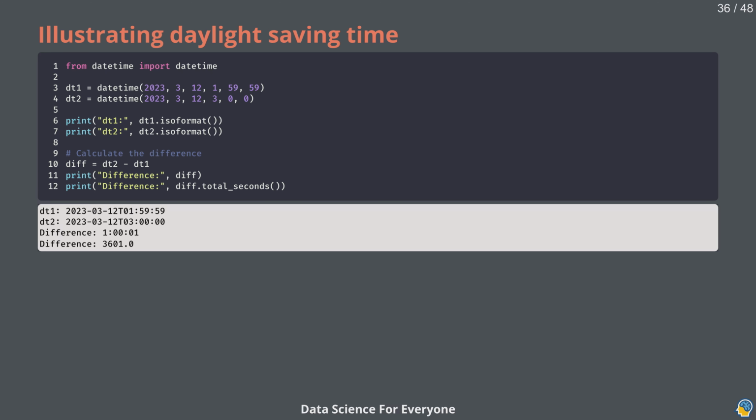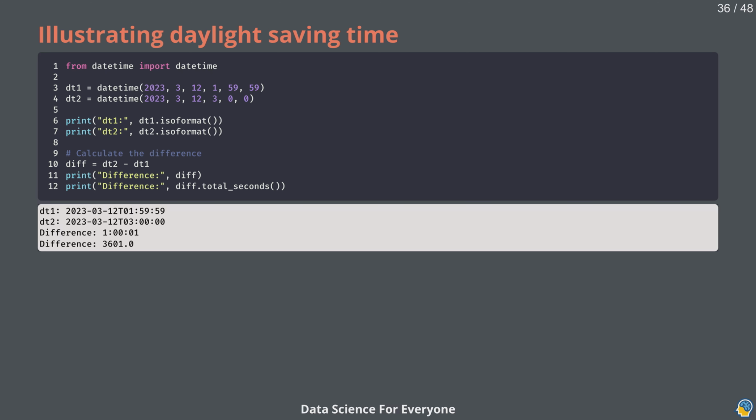Some regions adjust their clocks twice a year to enjoy longer evenings in summer. This adjustment is known as daylight saving time, though a better name might be daylight shifting. In some countries, it's called summertime. Let's look at some examples for daylight saving time.